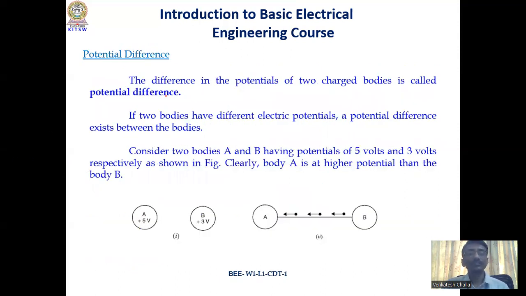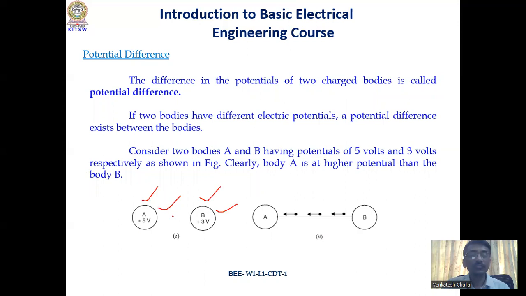Potential difference. Normally, if there are two conductors, each conductor will have its own potential. Let us say we have two bodies, A and B. One is charged at 5 volts and another is charged at 3 volts. Then there exists a potential difference between these two. A has potential 5 volts, B has potential 3 volts. The potential difference between them is 5 minus 3, that is 2 volts. And we can say that A is at higher potential than the body B.